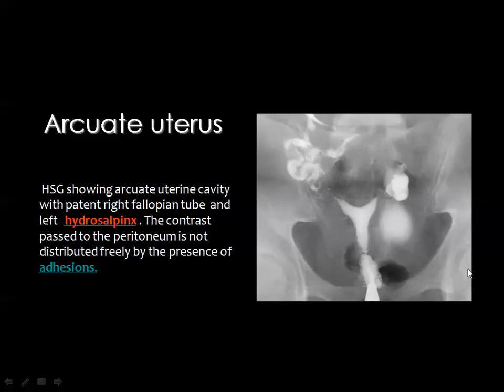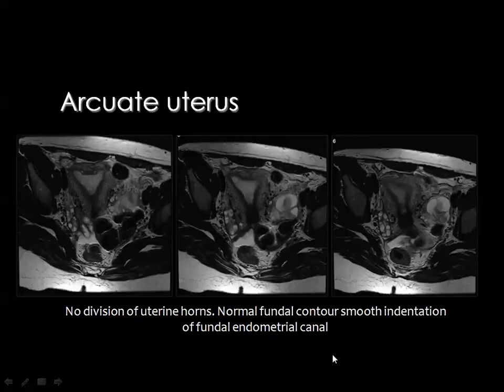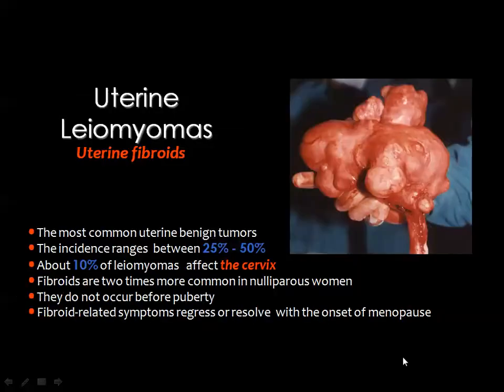This is arcuate uterus, and there is some hydrosalpinx on the left side, but the right tube is patent, spilling contrast material in the peritoneal cavity. Then this is arcuate uterus, and you see this fundal depression. This is the endometrial cavity, which is not divided, and you see the junctional zone, and also you can appreciate the uterus, the ovaries, sorry.